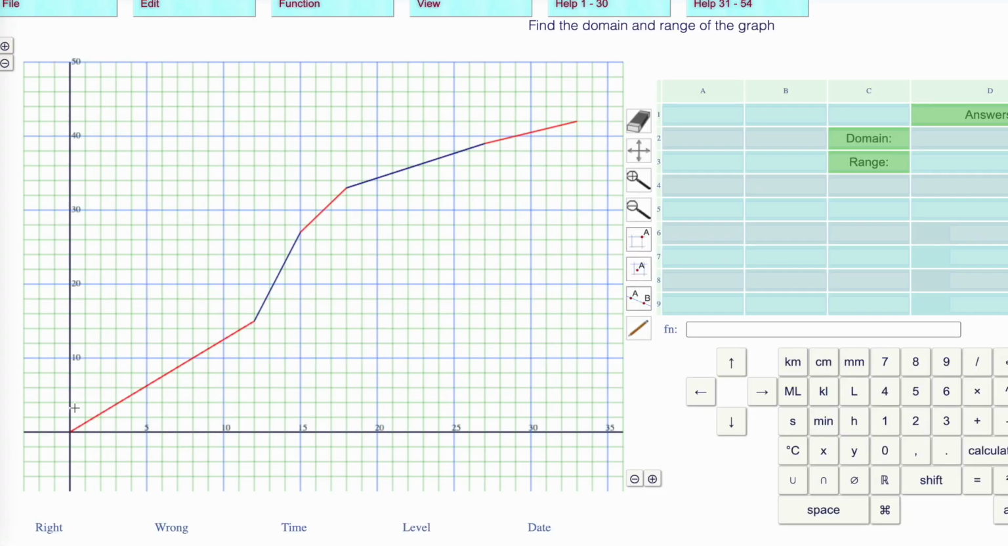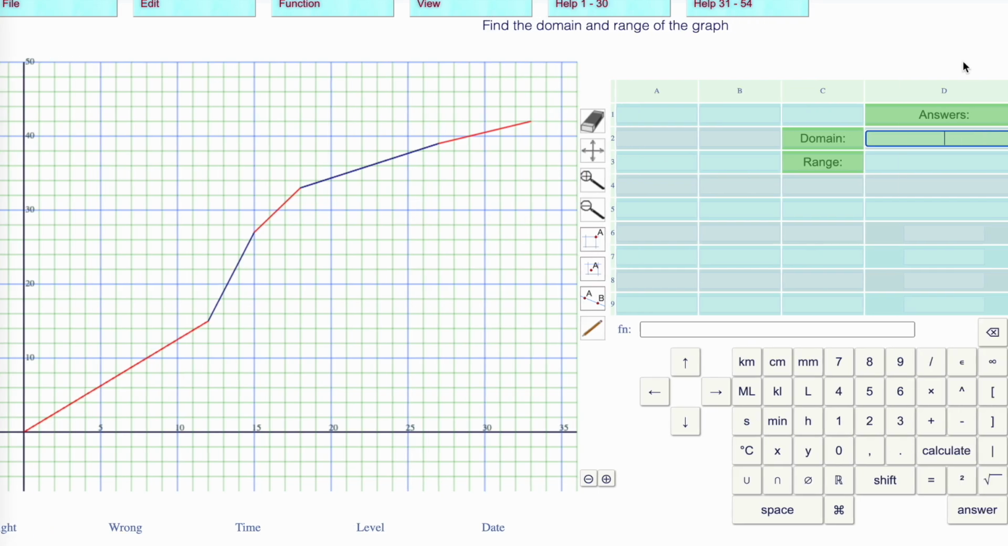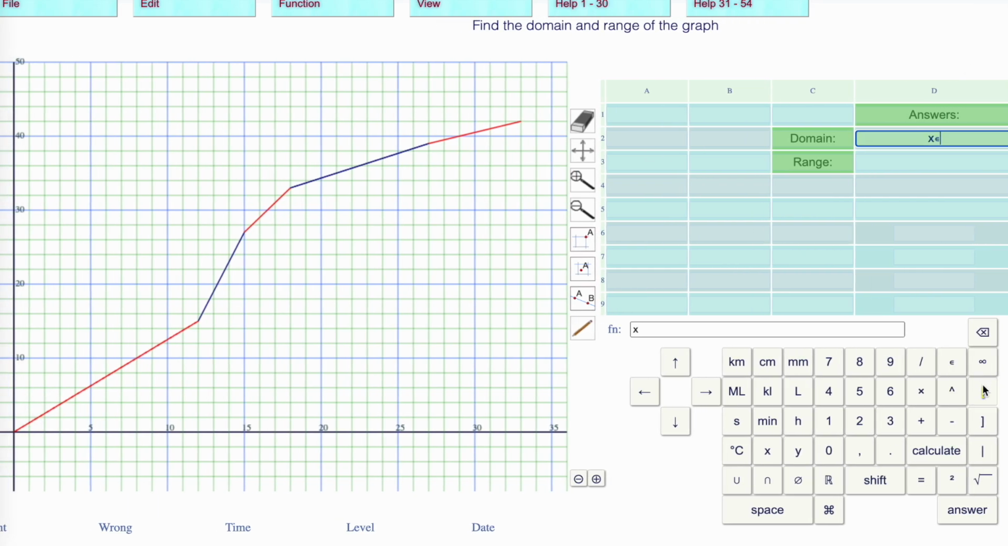Here we have a graph. It has a beginning and has an end. The domain is all the x values. It starts at 0 and it ends at 33. The domain is x is a member of, square bracket, 0 to 33, like that. The range are all the y values. It's starting down here at 0 and it's going all the way up to 42. Y is a member of 0, the lowest y value, up to 42, the highest y value. Close the brackets on that.